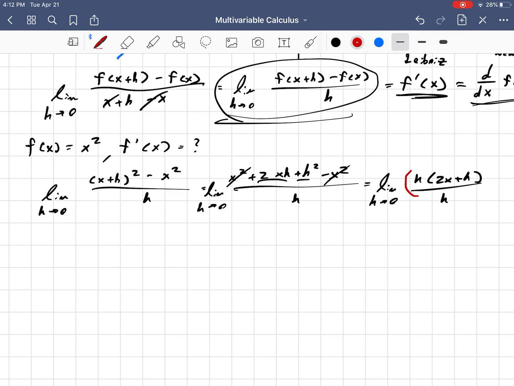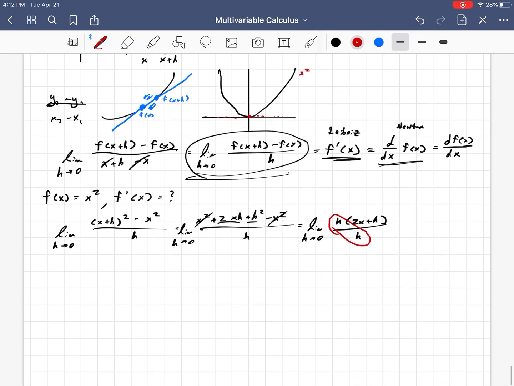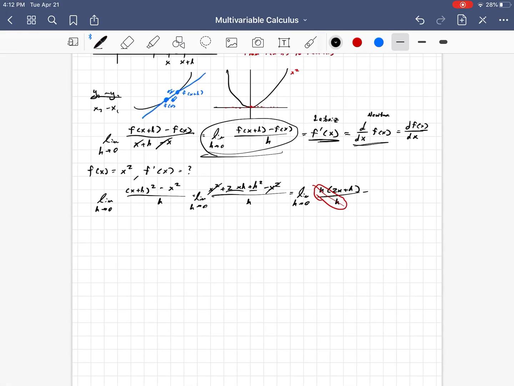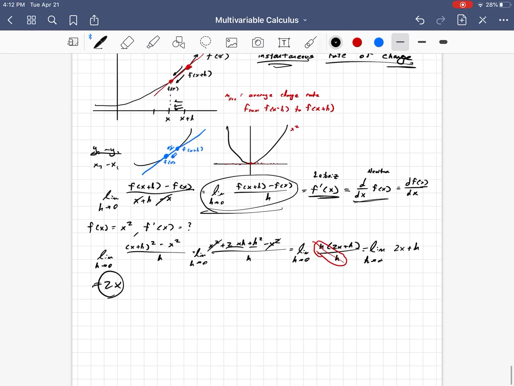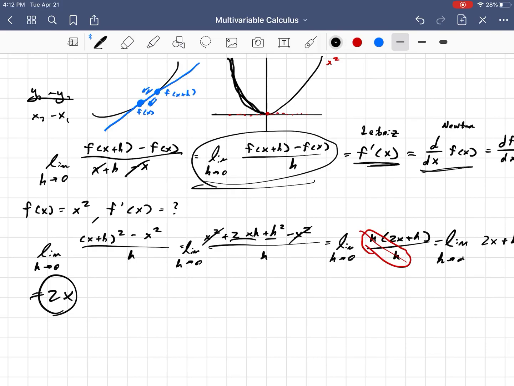And now we can cancel out the x squareds, and we can pull out a factor of h to get the limit as h goes to 0 of h times 2x plus h over h. And now notice, this is what was making the limit indeterminate to begin with, because if we did just plug in 0 for h, then we would have gotten 0 over 0. And that's why in the original Zeno's paradox, we got 0 over 0. So we can cancel out those h's, and we now get the limit as h goes to 0 of 2x plus h, which, as h goes to 0, you just get 2x. So the derivative of x squared is 2x.